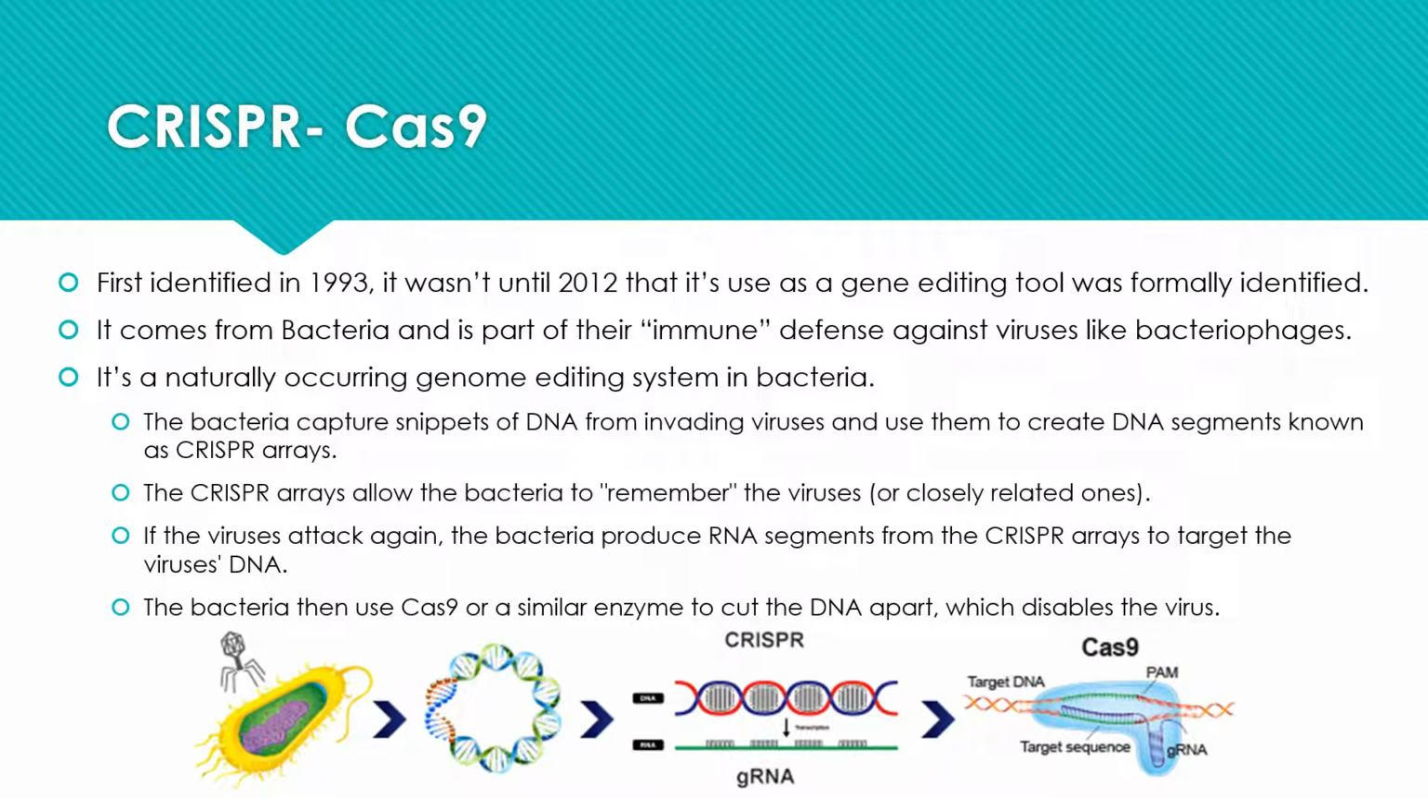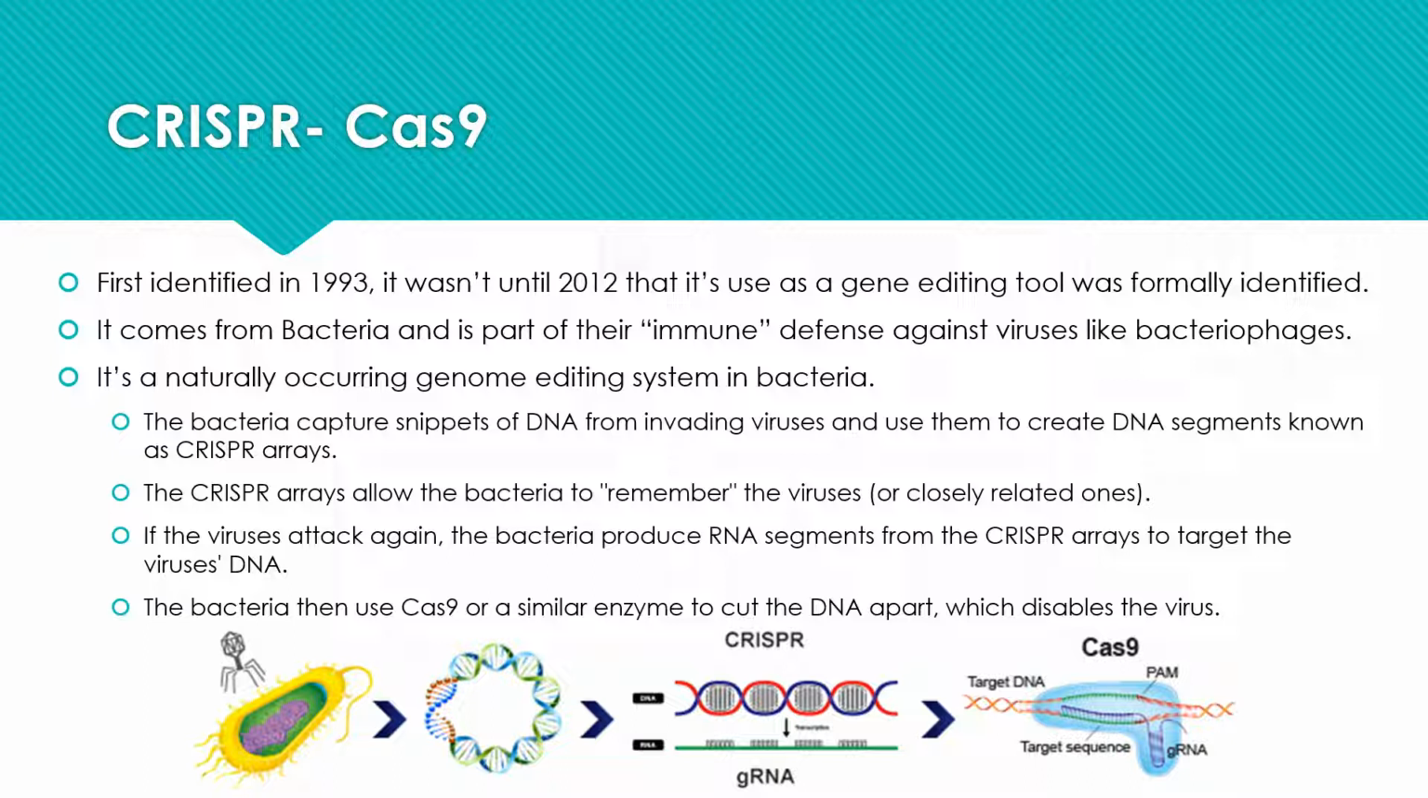And by doing that, they actually end up disabling the virus. So that's how they can protect themselves. They get exposed once. They use certain enzymes to take a sample of the first lot of viral DNA and they put it into a CRISPR array in their own DNA.